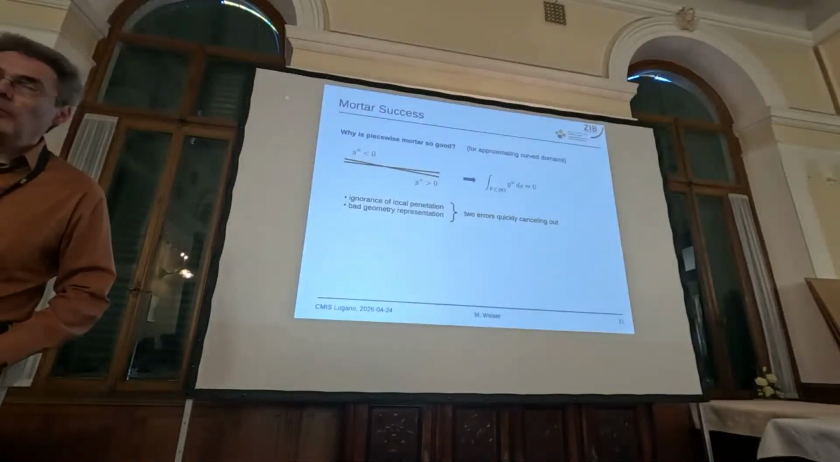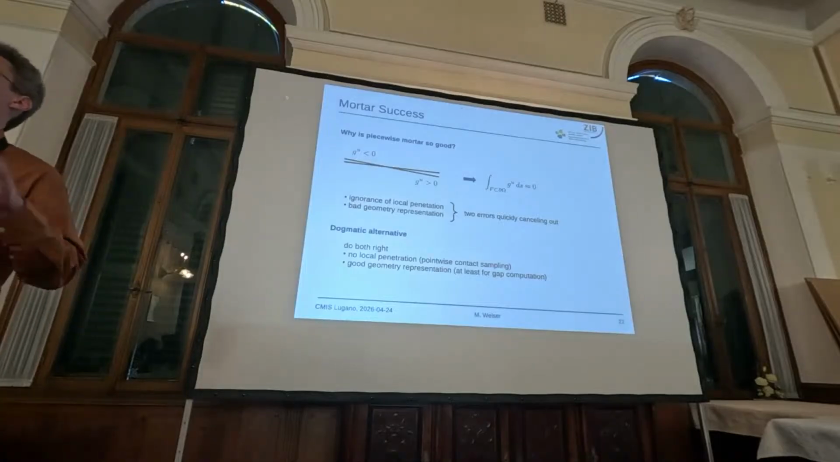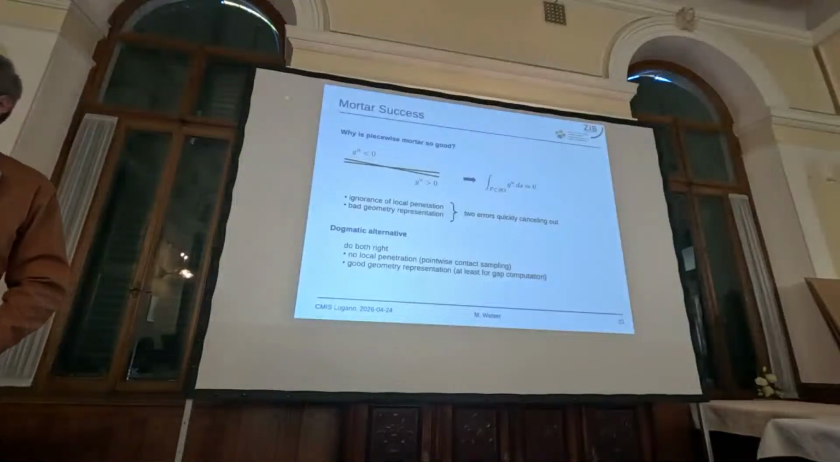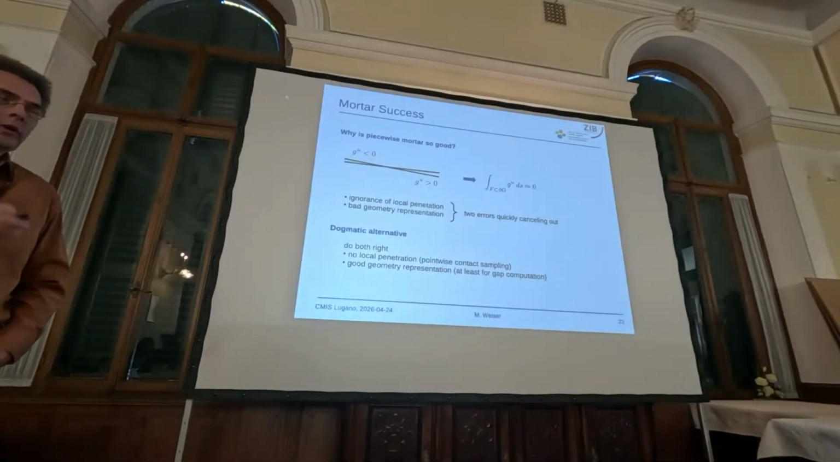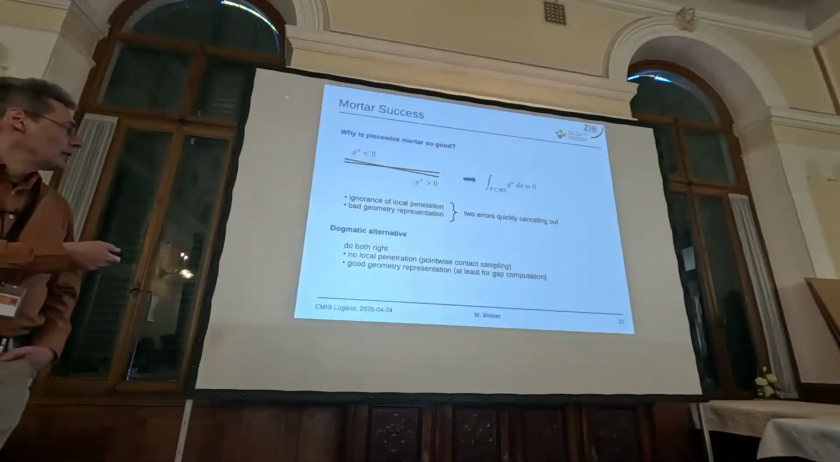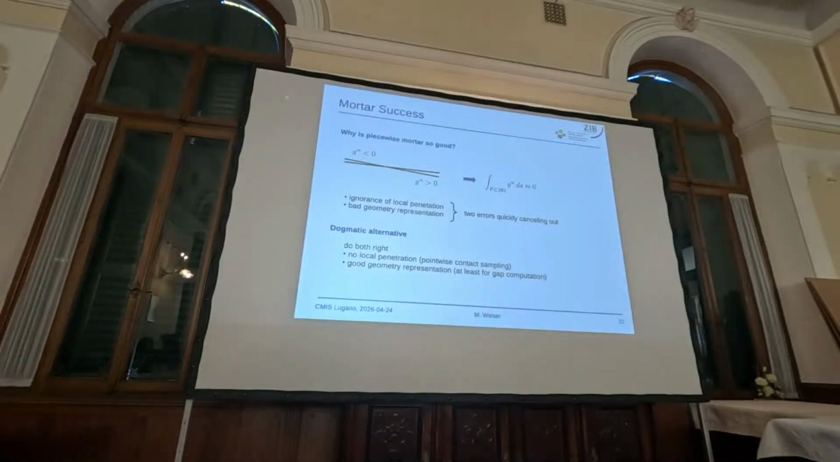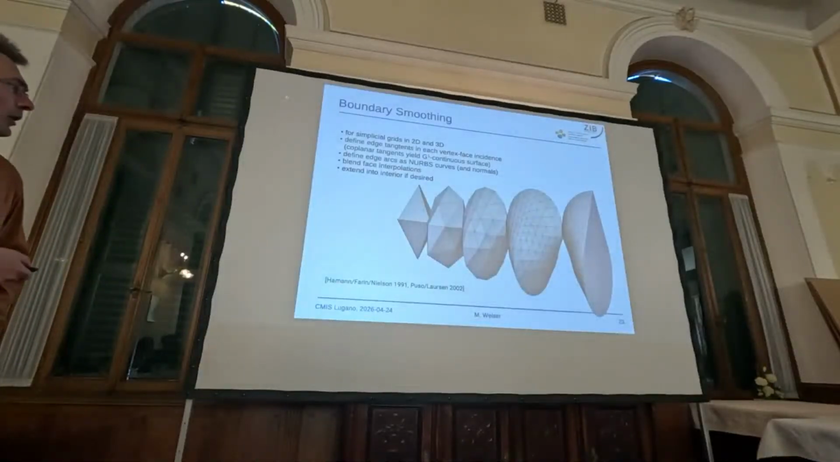We may be happy with it, but we may also take a more dogmatic point of view and say, okay, we should do both right, because we don't want to rely on this canceling out always. So no local penetration. We stick to the very dense sampling of contact, and we take a good geometry representation, at least for computing the gap. And this can be done, of course. This is quite old, goes back 25, 30 years ago.